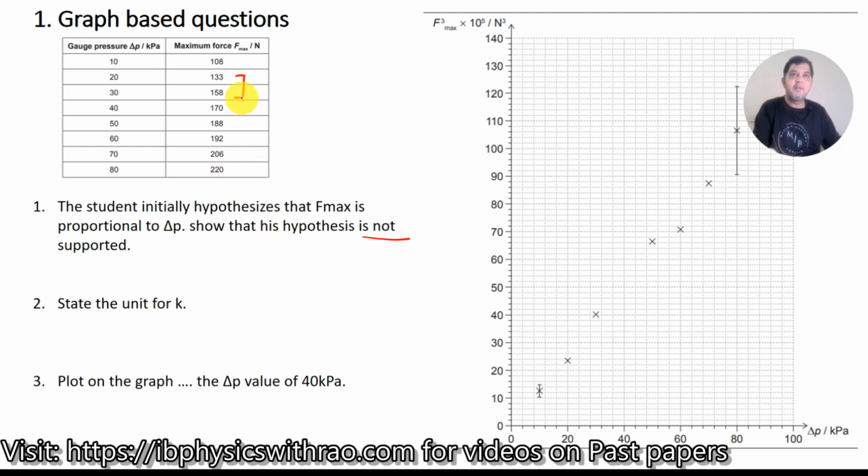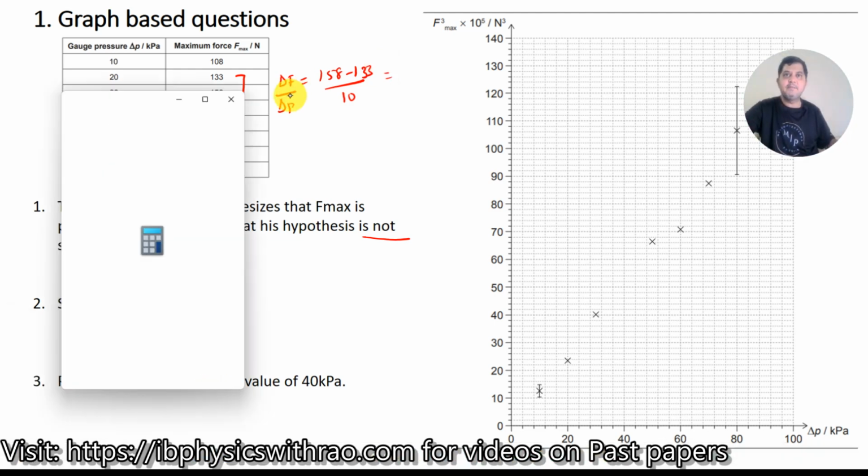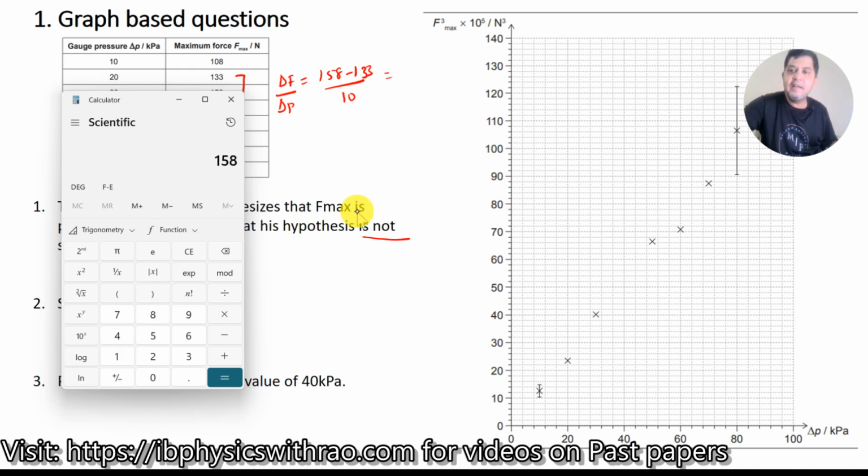What is the value here? You can take first and second also, but you can take these 2. The difference over here, delta f and delta p, what is it? 158 minus 133. Take the difference over here. Delta f here is 158 minus 133, divided by delta p. First find the ratio. Don't worry about anything. It's 30 minus 20, which is 10 over here. Let me use my calculator to get this value. So you have 158 minus 133, 25, divided by 10. I get 2.5.